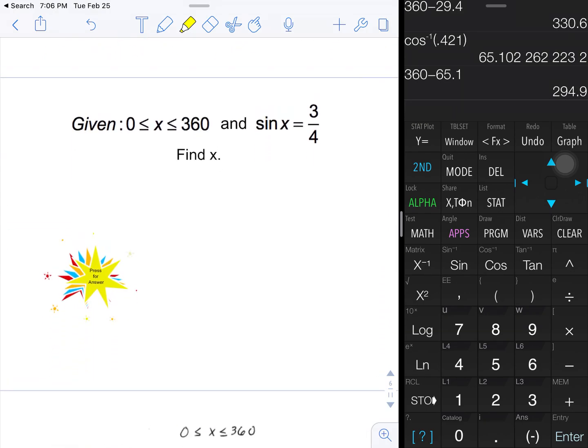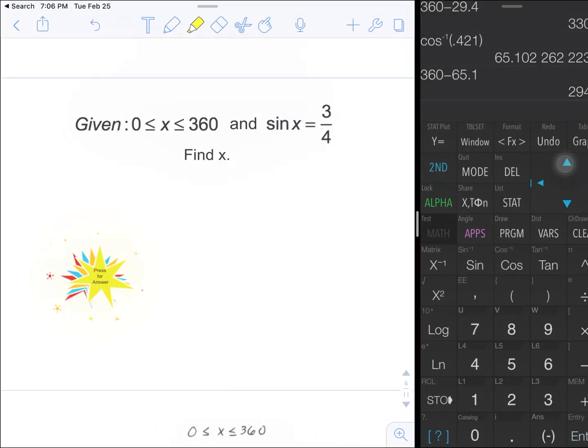I'd like you to give this one a try. Press pause on your video, and when you're ready for the answer, press play again.